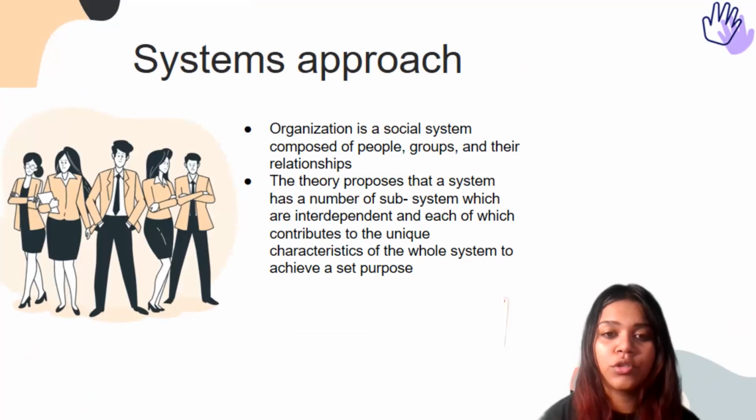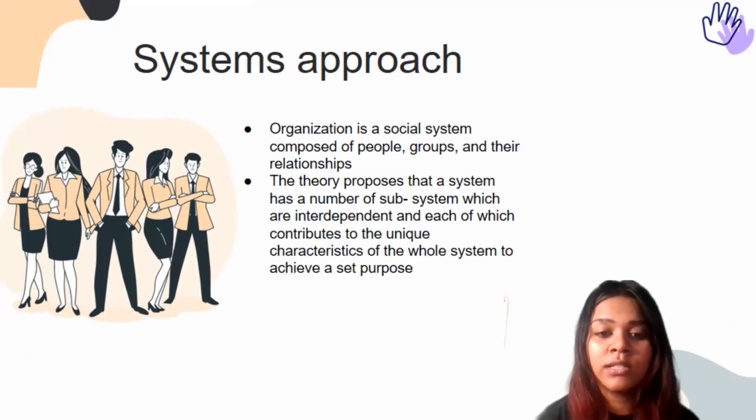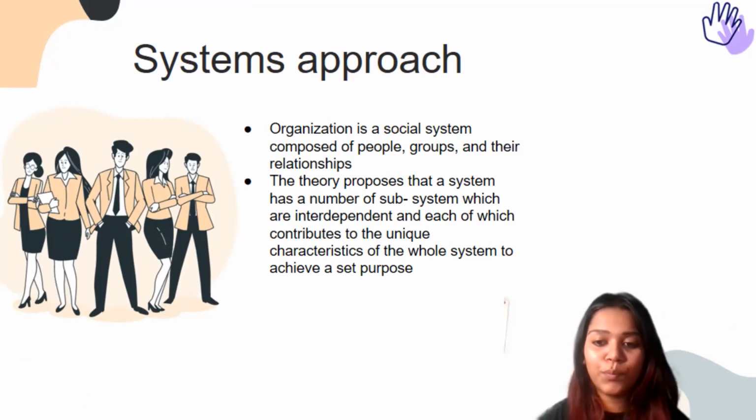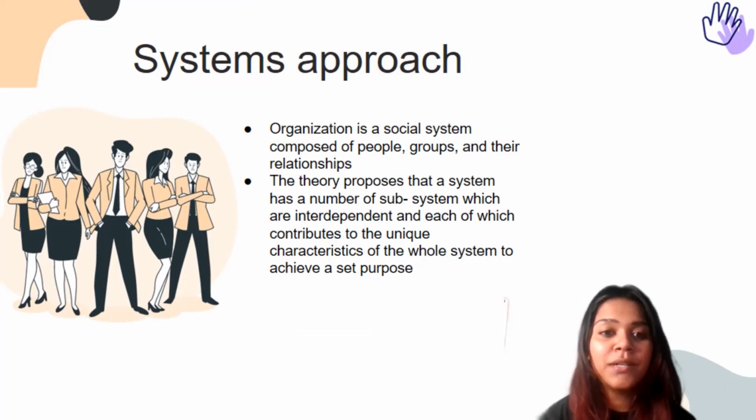The next is the systems approach, which means an organization is a social system composed of people, groups, and their relationships. This theory proposes that a system has a number of subsystems which are interdependent, and each of which contributes to the unique characteristics of the whole system to achieve a set purpose. So what do you understand by the text written here? The systems approach is an extension of the human relations approach and views management as a social system. This approach is very much influenced by sociologists, which aims at identifying various social groups with the fundamental belief in the need to solve biological, physical, and social limitations.